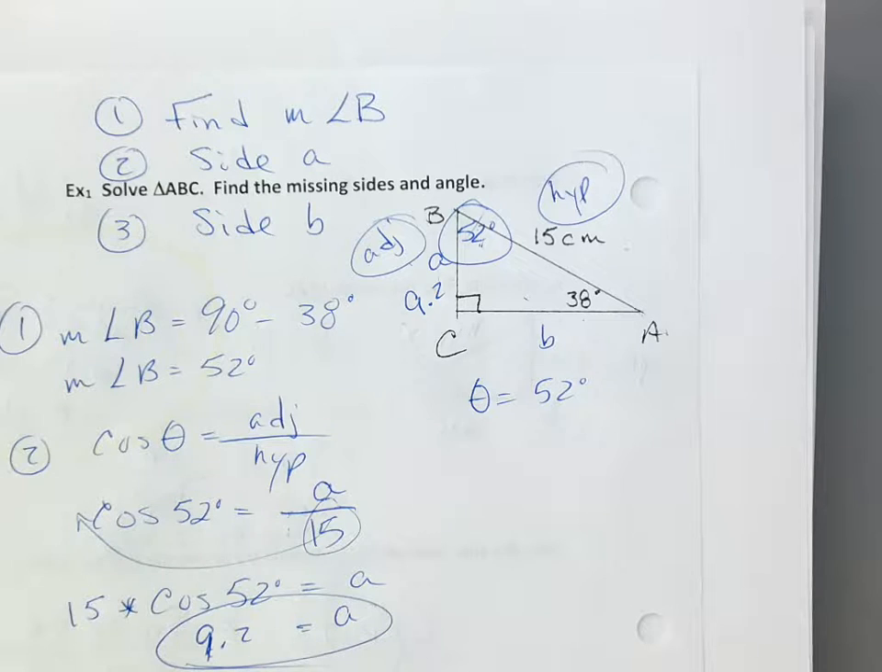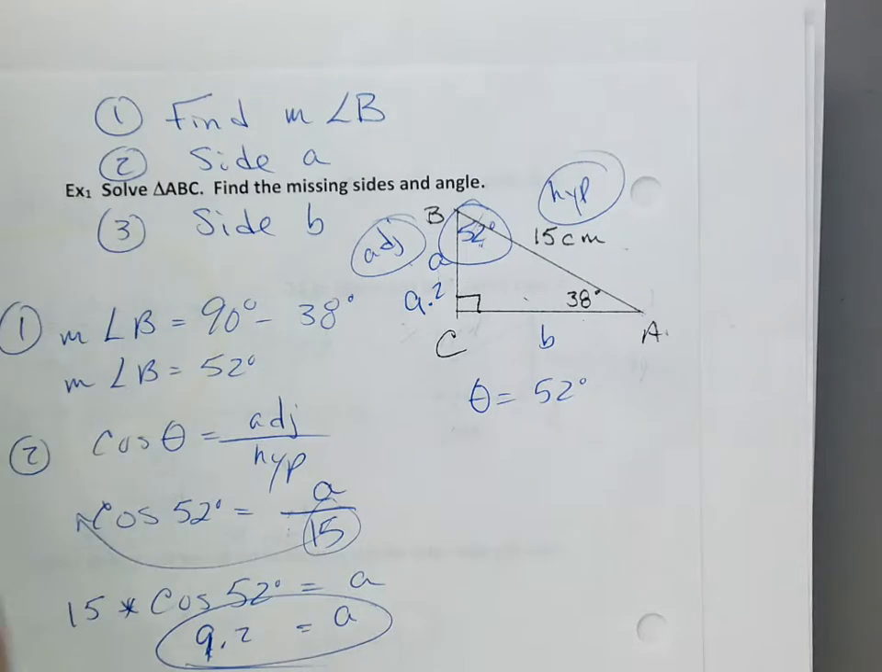There's two ways to get B. One, we could use Pythagoras' theorem. We can go 9.2 squared plus B squared equals 15 squared. That will work, okay? Or we could use trigonometry. We could do the whole thing over again. Pythagoras' theorem will work, but let's use trigonometry instead, okay?